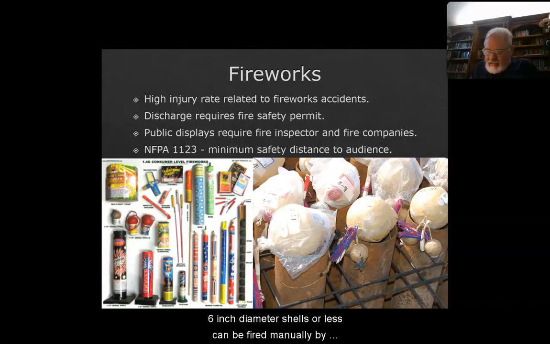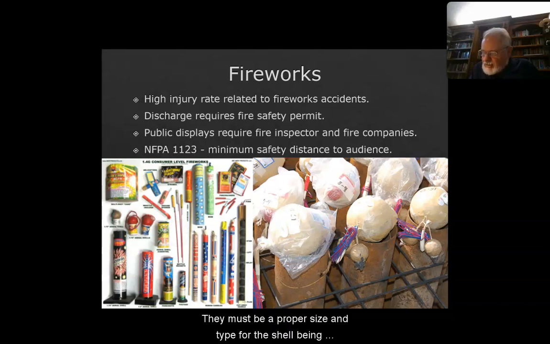Shells of 6-inch diameter or less can be fired manually by hand. Shells over 6 inches must be fired electronically from a remote location. Shells are fired from mortar tubes. Mortar tubes are cardboard, high-density PVC, metal, or carbon fiber. No materials that can fragment can be used to make mortar tubes.